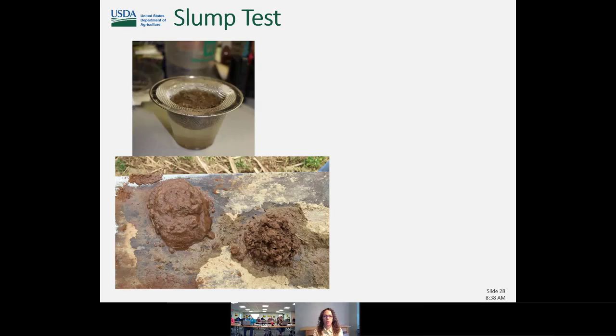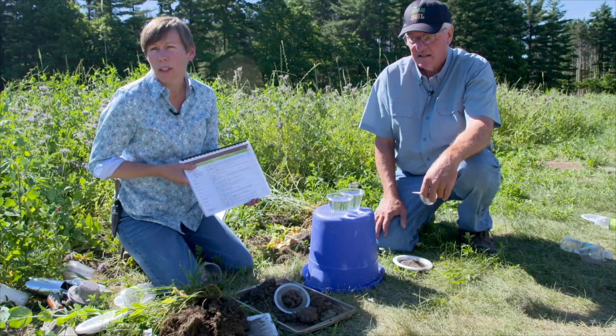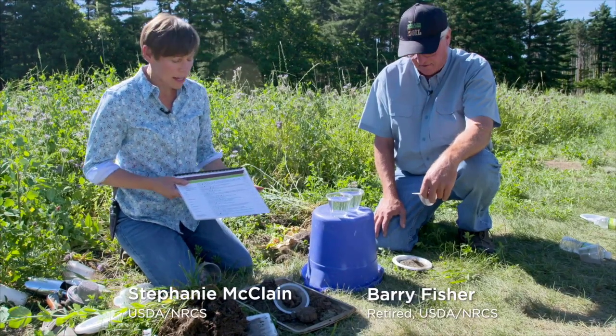Take a soil sample and fill the sink strainer, and then expose it to water like you would with the slake test. And then you can take any surface, like for example, this image here is the back of a sharpshooter, and take that strainer, flip it over after it's been exposed to water, and observe how that soil sample holds together.